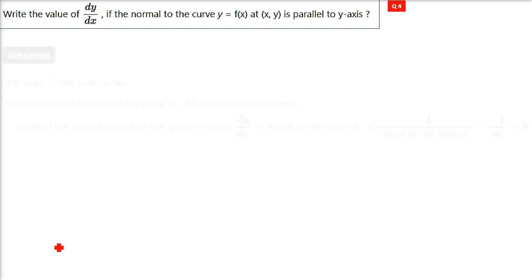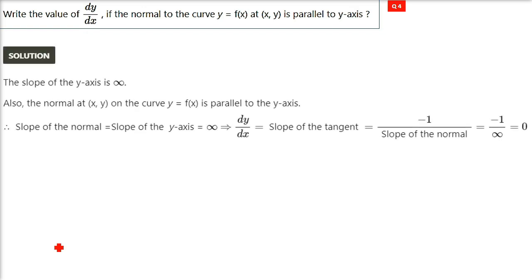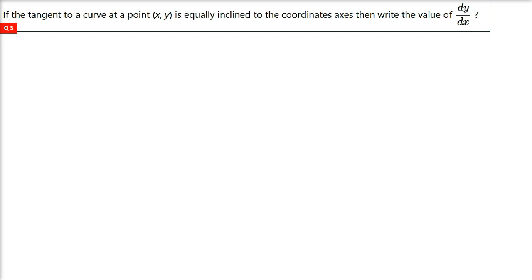So let me show you how you are going to write. This is the reference solution for you. If the tangent to the curve at point xy is equally inclined to the coordinate axis, then write the value of dy by dx. Now, we have to find out the slope.